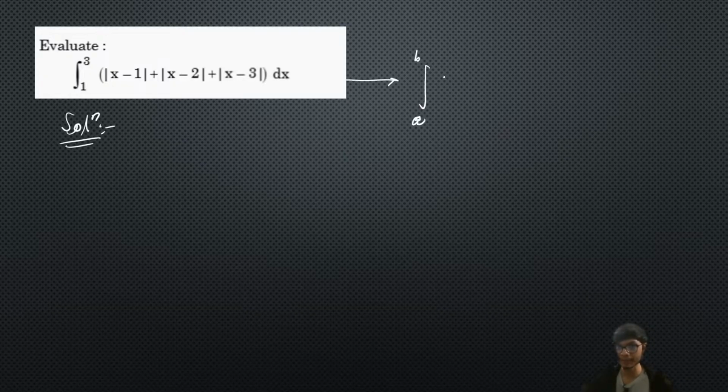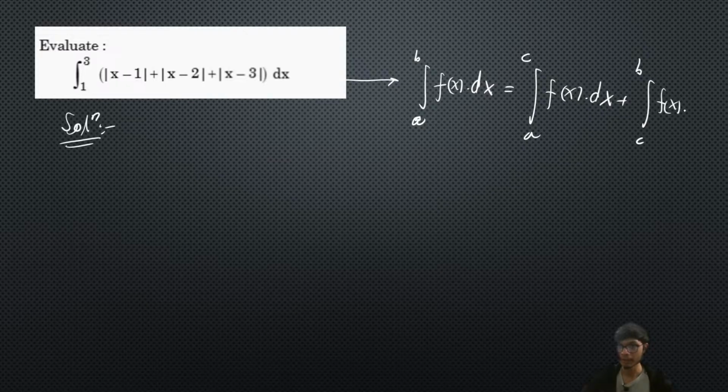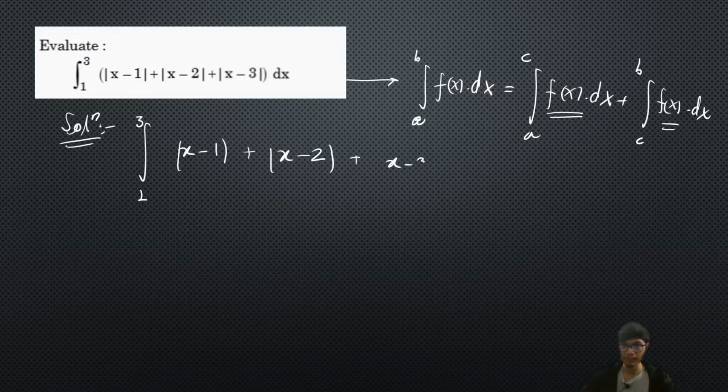Let us say I have an integral from a to b of f of x dx. I can split that into multiple parts: from a to c of f of x dx plus from c to b of f of x dx. It is like piecewise continuous. So we just split the integral into multiple regions and evaluate. Here we evaluate the integral from 1 to 3 of mod of x minus 1, plus mod of x minus 2, plus mod of x minus 3.